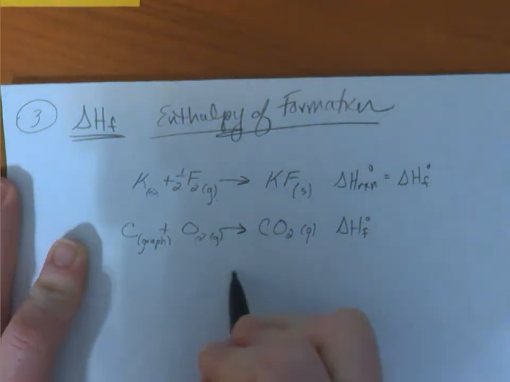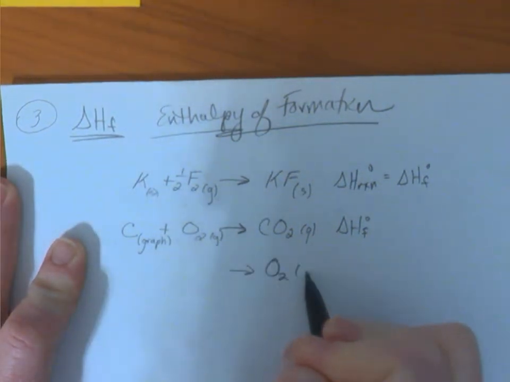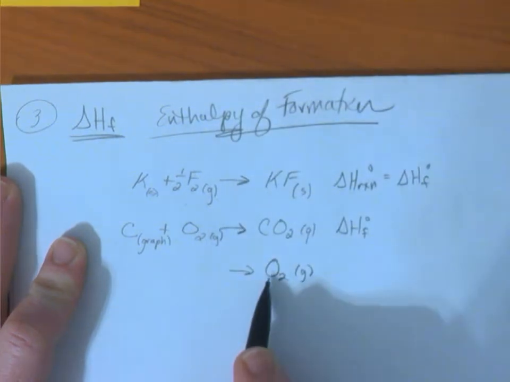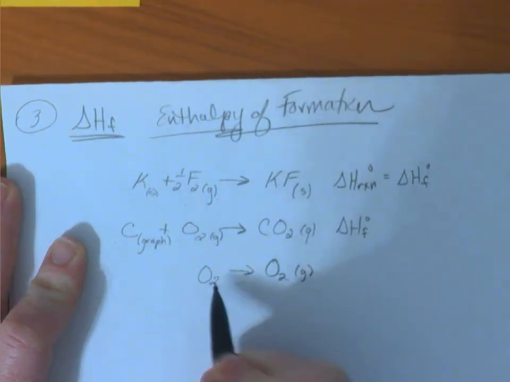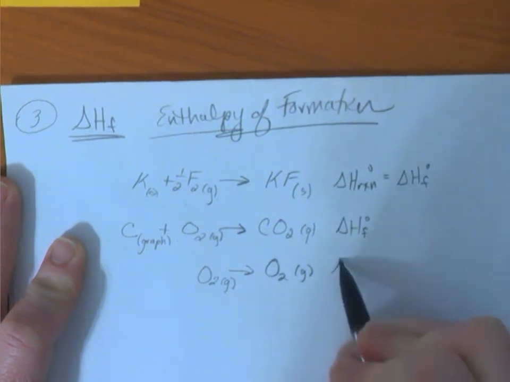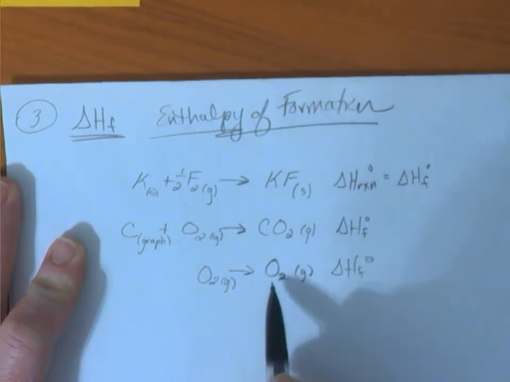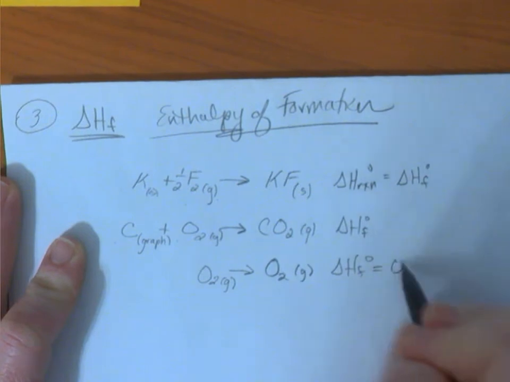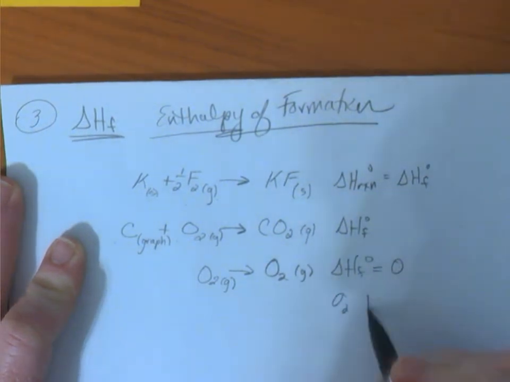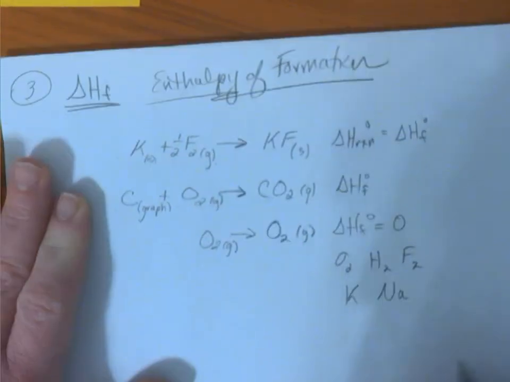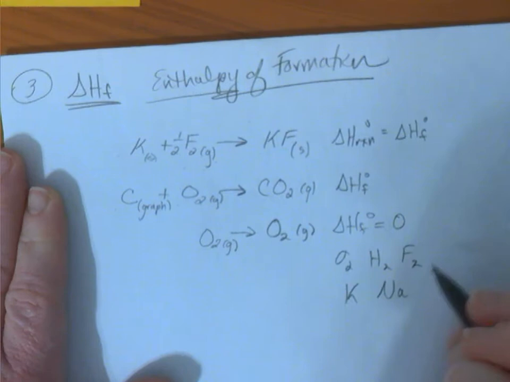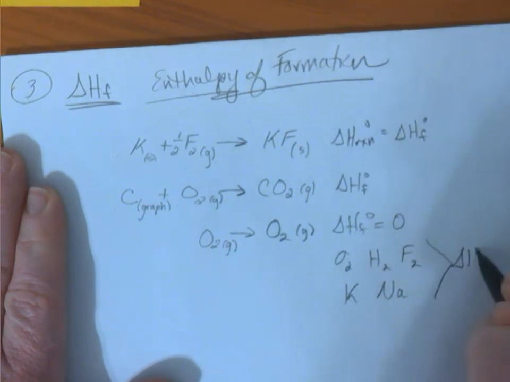Well, what if I want to make O2? Well, I would make that from its constituent elements in their reference form. And so remember, the enthalpy of formation of elements in their reference form is 0. So for oxygen, for hydrogen, for fluorine, for potassium, for sodium, we could just keep going on and on. We know these enthalpies of formation are 0.